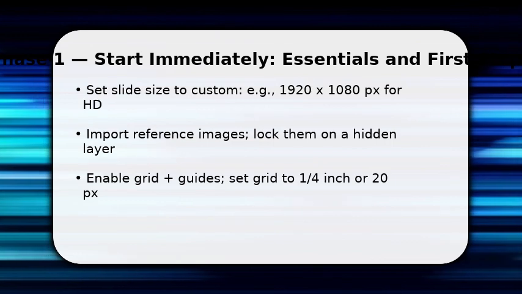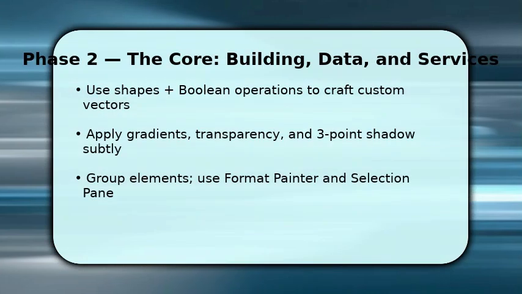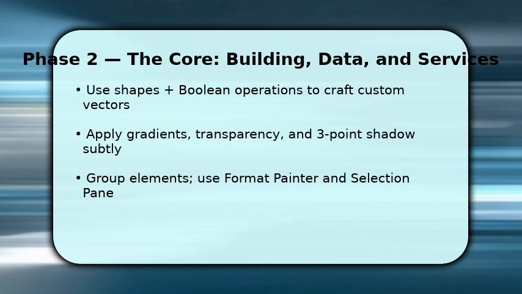Place a focal element, add margins, and keep typography decisions deferred until you see balance. You now construct the visual system. Use shapes and Boolean operations to make crisp custom vectors. Combine, subtract, intersect. This creates scalable graphics. Then apply gradients, 50% transparency, and a subtle 3-point shadow to add depth, but avoid heavy effects that reduce legibility.